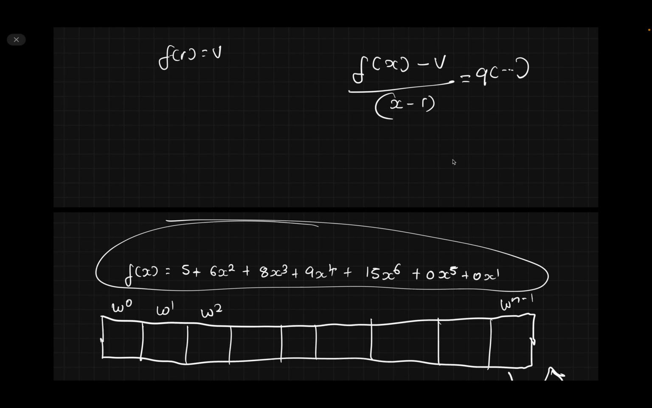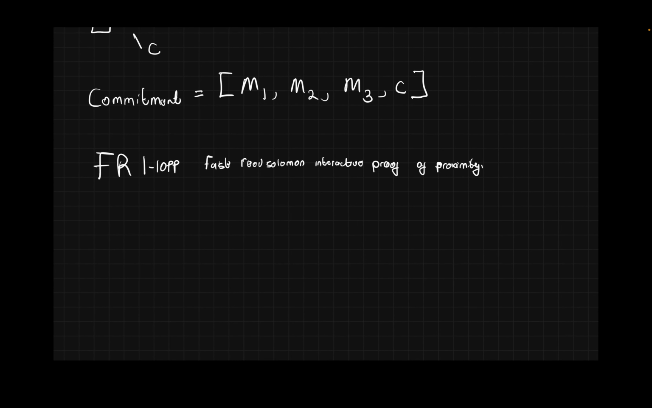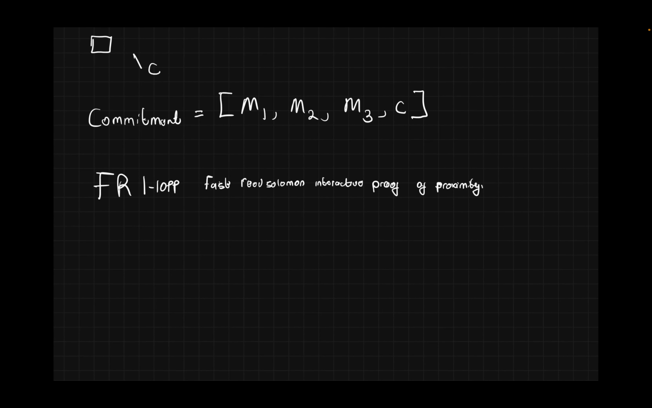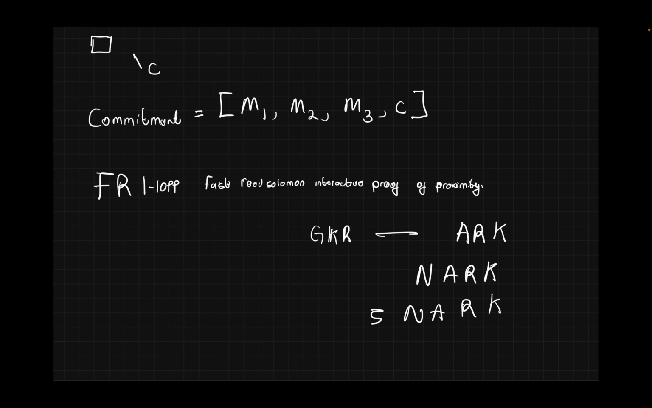Okay, so once you add a PCS to the NARK, it now becomes a SNARK. Now, my question: if you don't add Fiat-Shamir, it's an interactive argument. I use GKR, which is interactive, and this one is plus Fiat-Shamir.